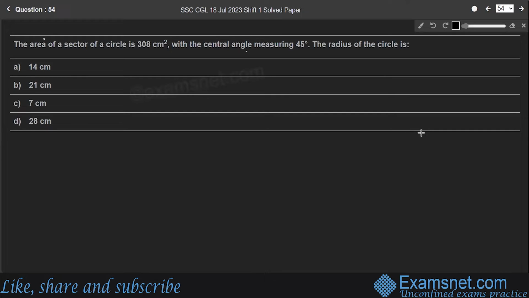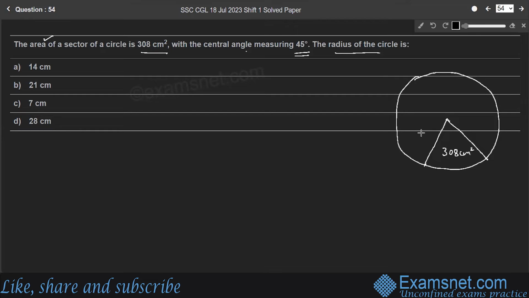Question 54. The area of a sector of a circle is 308 centimeters square with the central angle measuring 45 degree. The radius of the circle is. So let us consider a circle, right? Circle, and a sector in the circle. Its area is given. So area of the sector is 308 centimeters square, and the central angle of the sector is 45 degree, right? So we need to find the radius of the circle R, right?